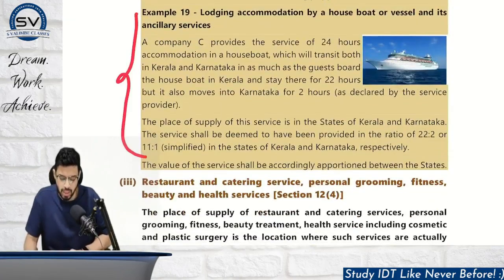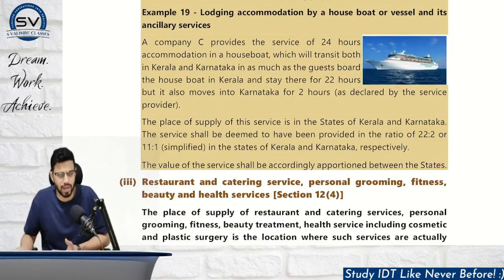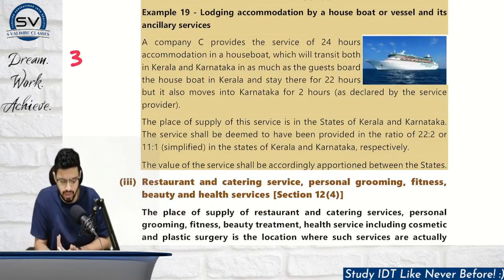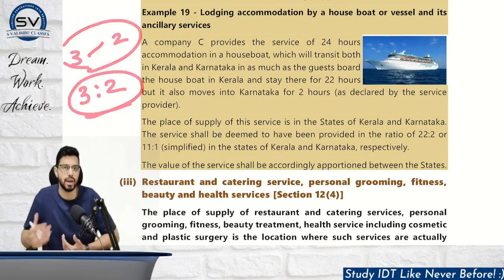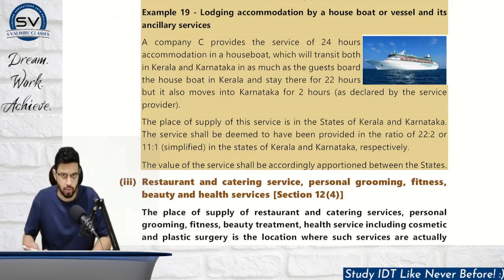And this is with respect to the houseboat or vessel. So here the time spent declaration will be given. Let's say 3 days in one state and 2 days in another state. So whatever the total value, you have to divide in the ratio of 3:2. So here you just have to use the information in the question. Let's move ahead.